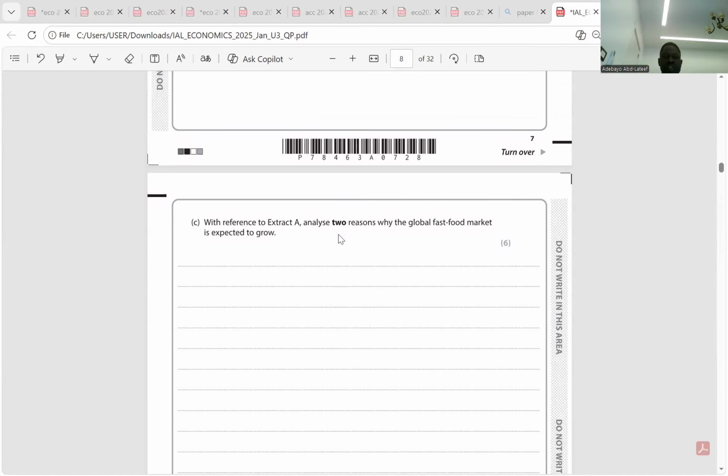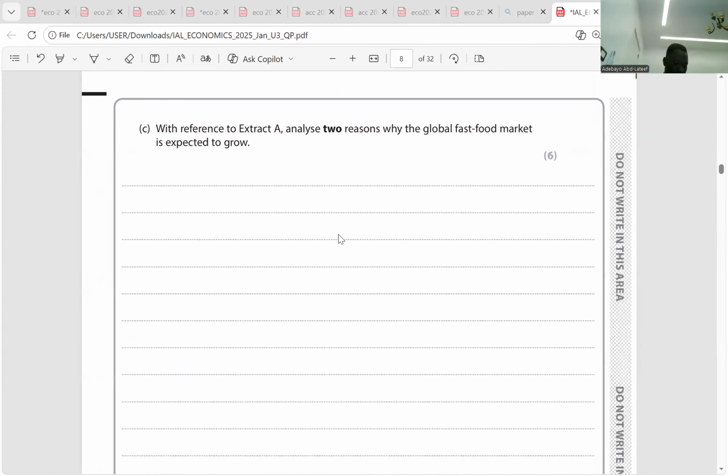With regards to extract A, analyze 2 reasons why the global fast food market is expected to grow. According to extract A, between 2010 and 2021, the population living in cities increased by approximately 1 billion, which means there are more potential customers that would use fast food outlets. This rise in demand is caused mainly since people have less time to prepare food. So an increase in population will bring about an increase in demand.